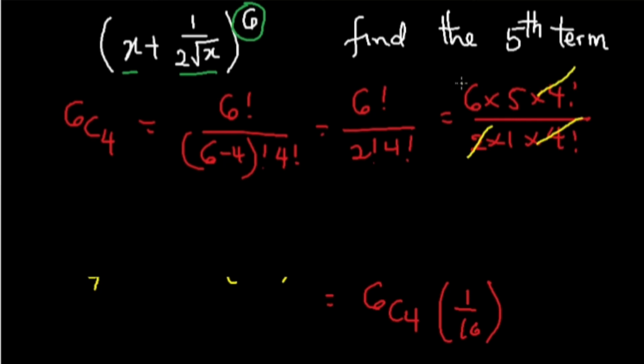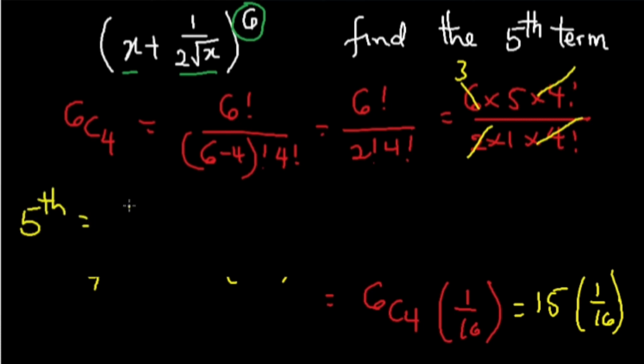So 6 over 2 here is 3, so 3 times 5 is 15. In that case, this is the same thing as writing 15 into 1 over 16. That means my fifth term is equal to 15 over 16, and that will give us our final answer.